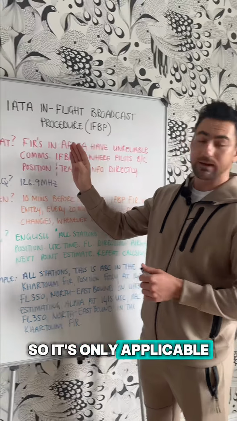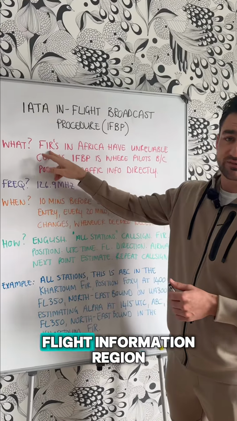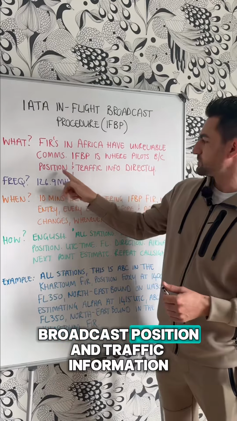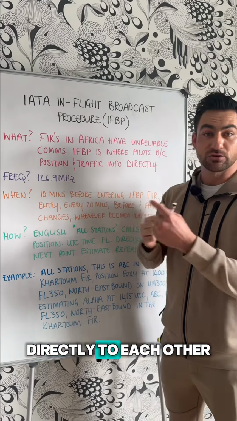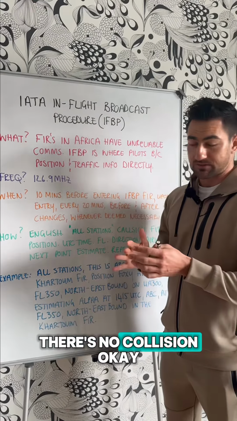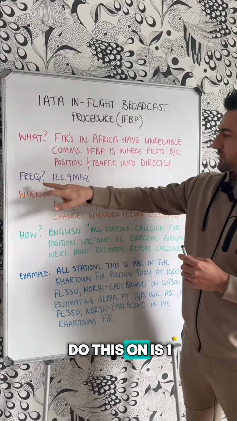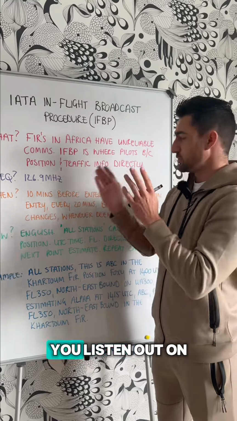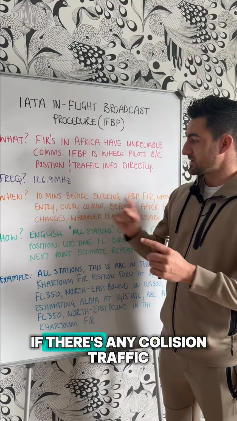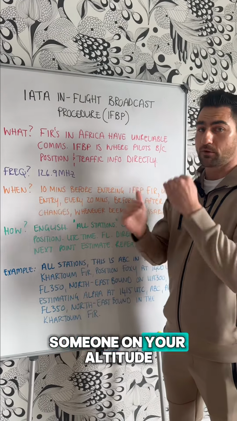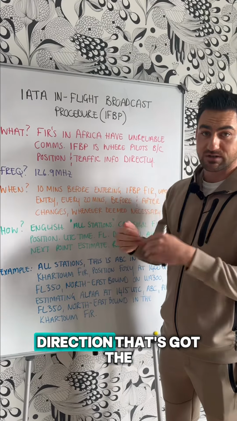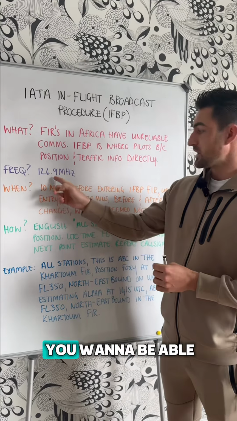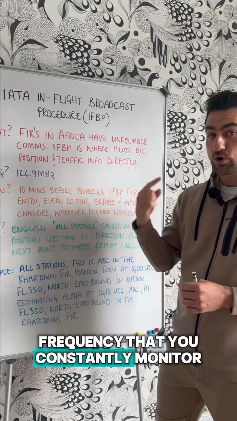It's only applicable to very specific FIRs, which stands for flight information region, and it's where pilots broadcast position and traffic information directly to each other to make sure that there's no collision. The frequency that we do this on is 126.9 megahertz. Everyone uses this. When you fly there, you listen out on this frequency and make sure that if there's any collision traffic, someone on your altitude or flight level, someone in the opposite direction that's got the same ETA at a specific point, you can talk to them. So that is a frequency that you constantly monitor.